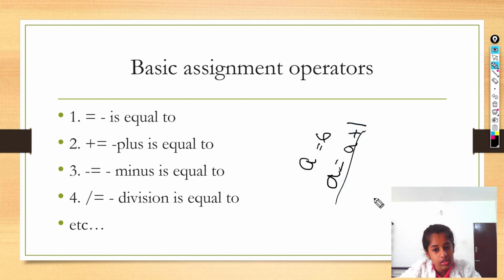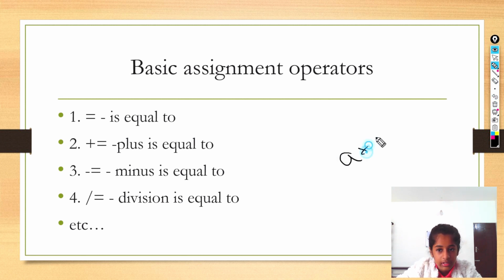But there's another shortcut. You can just write a plus is equal to 1. You can take it like this. The same for minus. Suppose you want to subtract from a itself. You're going to say a minus is equal to 1. The same with division and the same with multiplication. So these are the basic assignment operations.